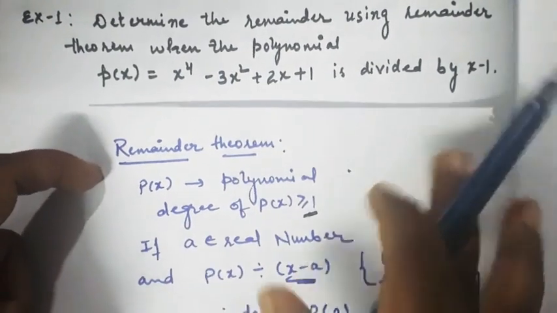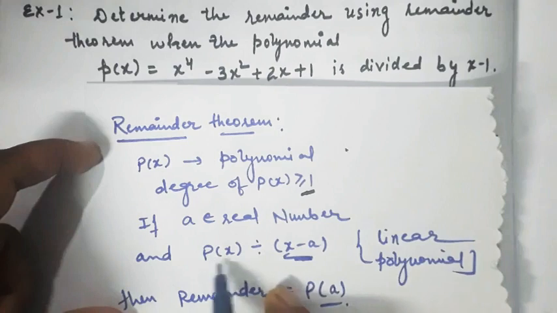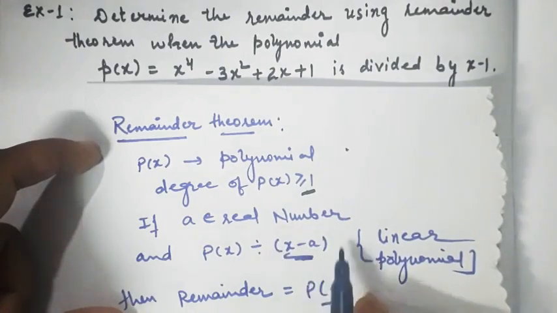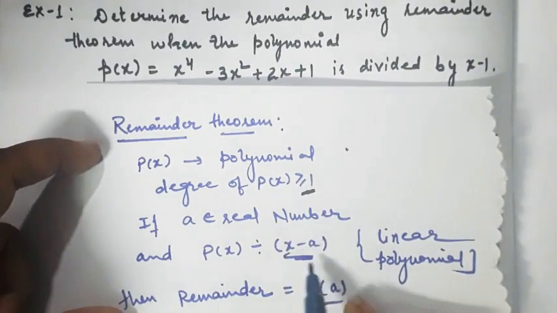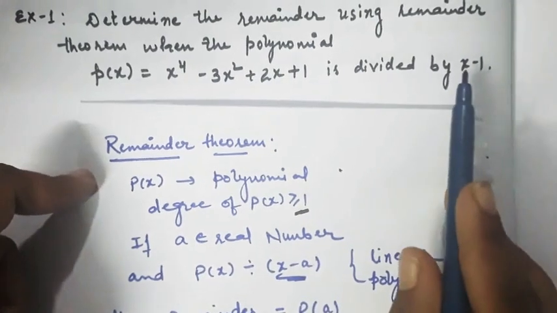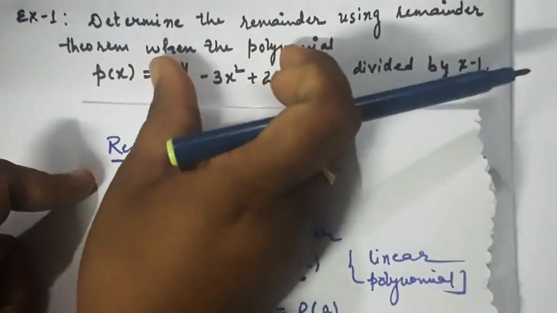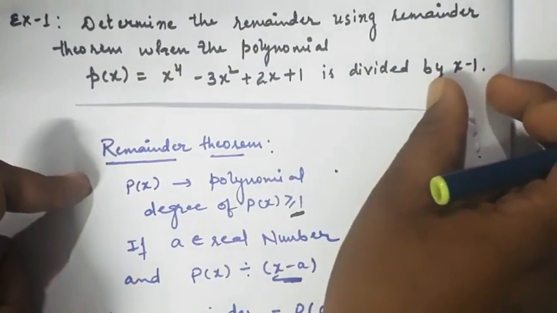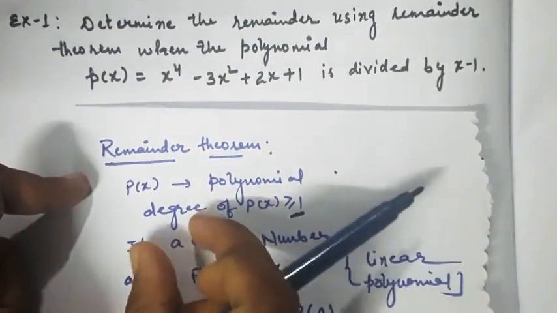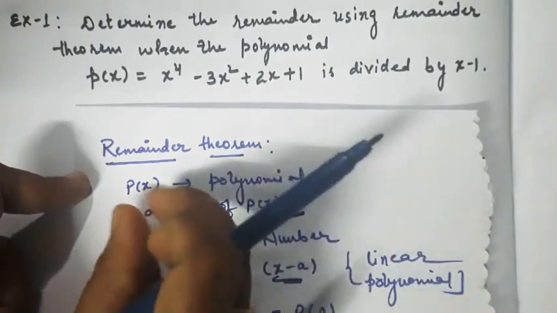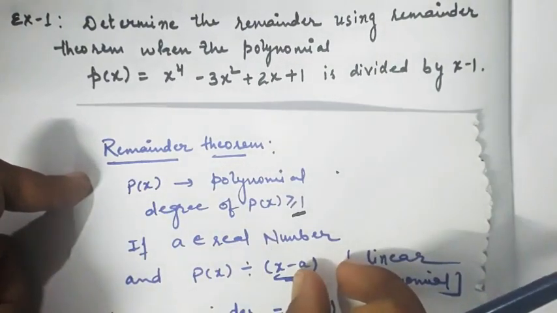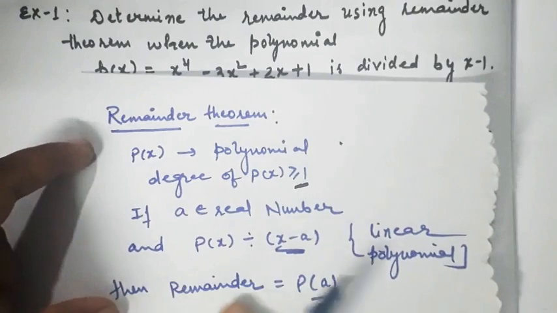Now, if p(x) is divided by x minus a, here I can compare x minus a with x minus 1. This is a polynomial which is divided by x minus 1, same as in the general form of the remainder theorem, where p(x) is divided by x minus a. Then the remainder will be p(a).